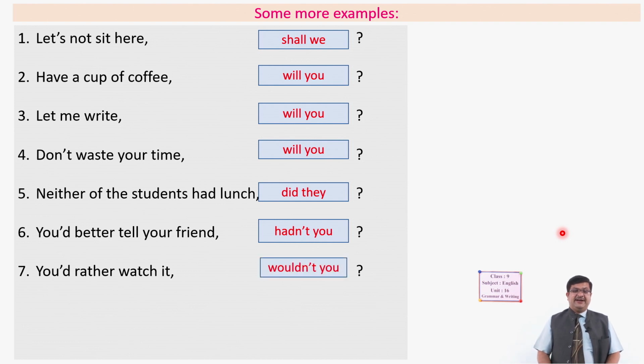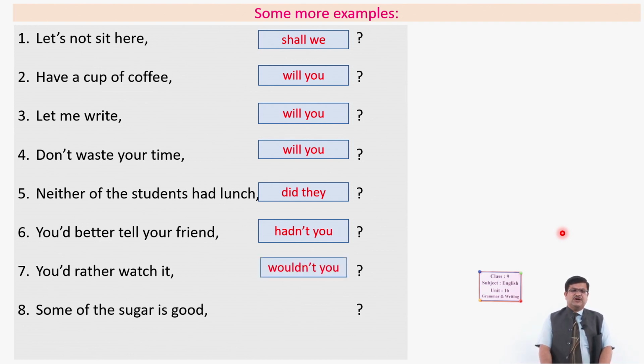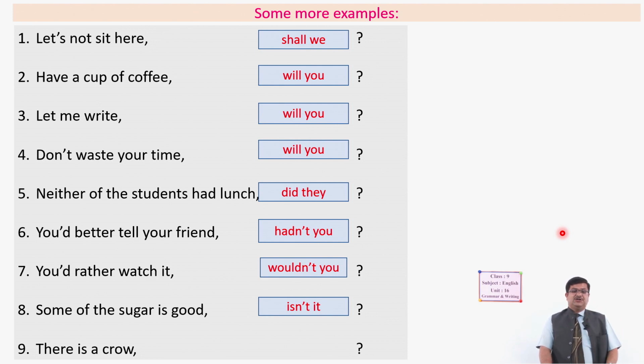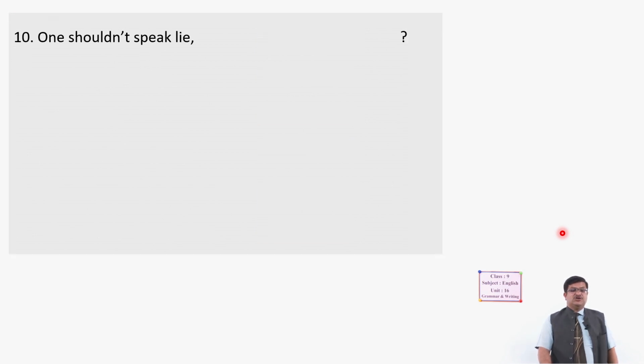Yes, wouldn't you? Right. Some of the sugar is. Some of the sugar, there is an auxiliary, isn't it? Some of the sugar, it refers to it as a pronoun in the form of tag. There is a clue. So when the sentence comes with there, the same word we can use. Isn't there? Okay. One should not speak lie. When the sentence begins with one, the same word we can use in the form of tag. So the statement itself is negative, so our tag must be affirmative.